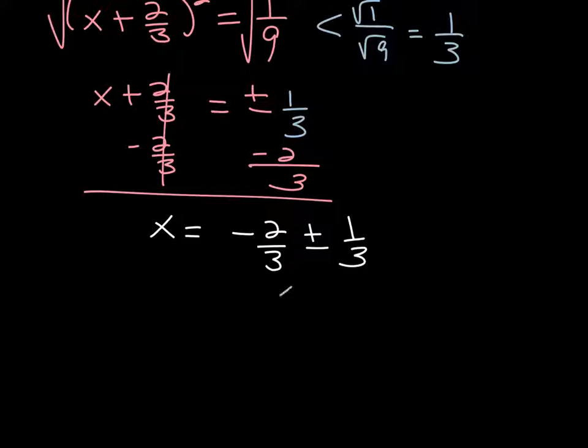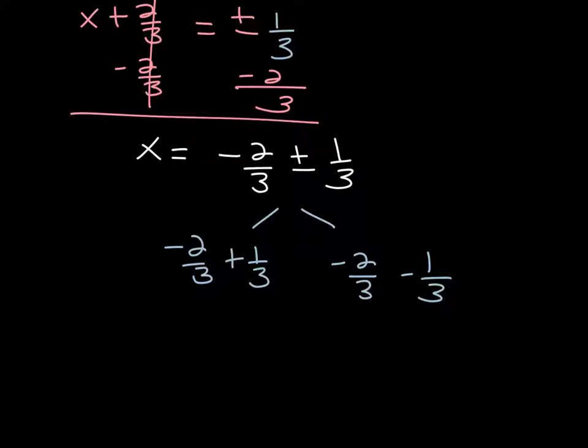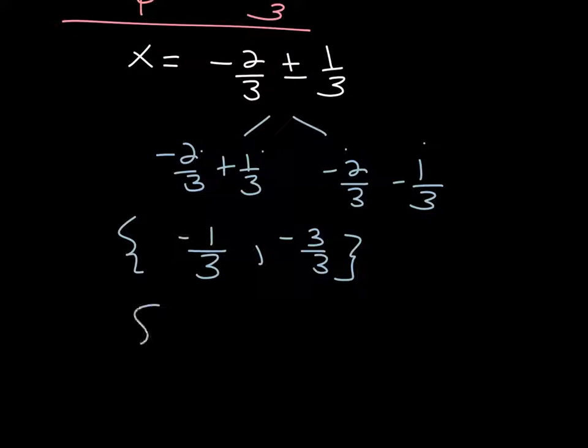Okay, I can split this up into two answers now. -2 over 3 plus 1/3 and -2 over 3 minus 1/3. This one's a nice way to simplify your answer. Getting you two answers of -2 plus 1 gets you -1/3, comma, -2 minus 1 gets you -3 over 3. And that could actually reduce to -1.